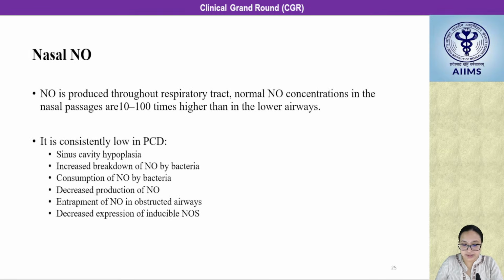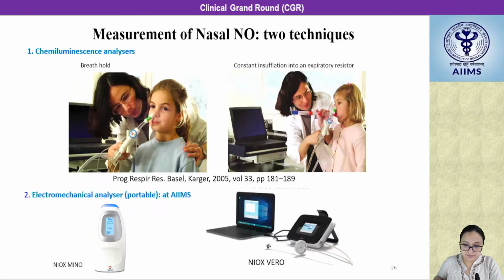Moving on to nasal nitric oxide, which is basically a gas produced throughout the respiratory epithelium, but the normal concentration in the nasal passages is 10 to 100 times higher than the lower airways. But this gas has been found to be consistently low in patients with PCD because of various reasons like sinus cavity hypoplasia and increased breakdown and consumption of nasal nitric oxide by bacteria, along with decreased production per se, entrapment in the obstructed airways, and decreased expression of inducible nitric oxide synthase.